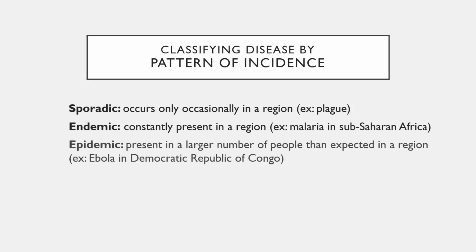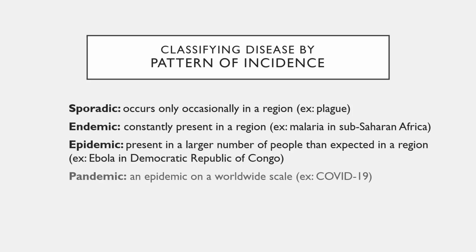An epidemic is a disease that is present in a larger number of people than expected in a particular region. For example, when you refer to an epidemic of Ebola in, for example, the Democratic Republic of Congo, which has occurred several times, this is referring to a massive outbreak of Ebola that affects a larger number of people than would be expected to be impacted in a particular time period.